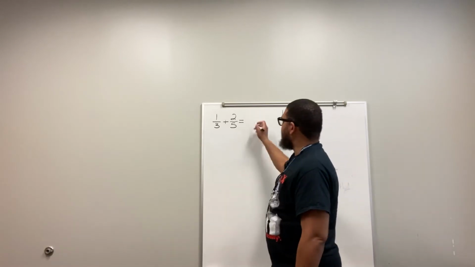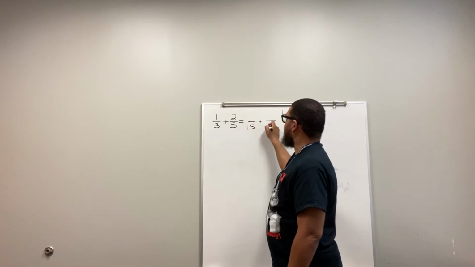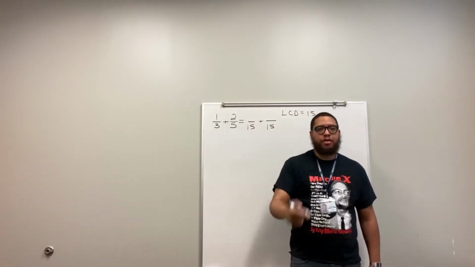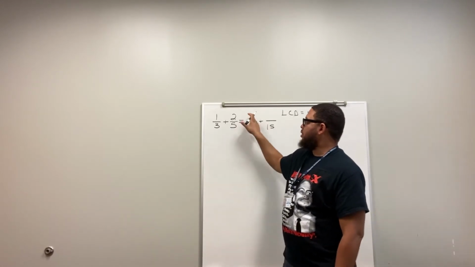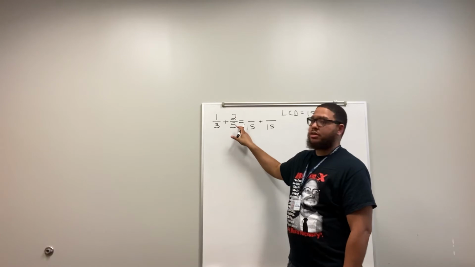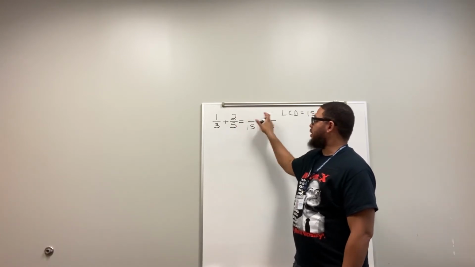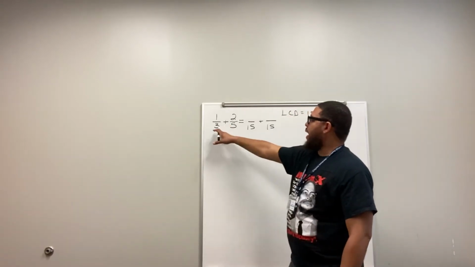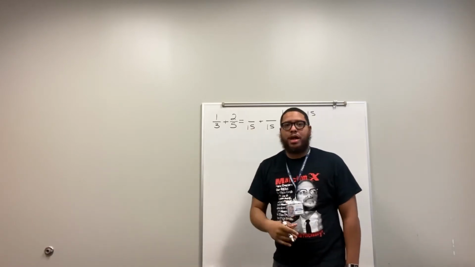So then what I'm going to do is I'm going to write two new fractions, both having the denominator of 15. Now, next thing we got to figure out is, what are my numerators going to be? See, these are the numerators, these are the denominators. What are my numerators going to be? Right here and right here. Now, you got to think about it like this. What did I have to do to change this 3 into a 15? I had to multiply by 5.